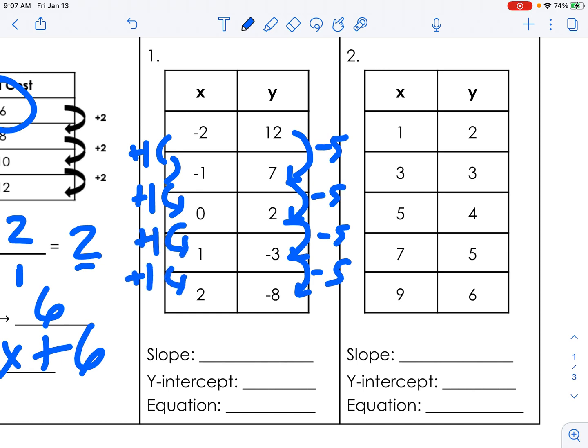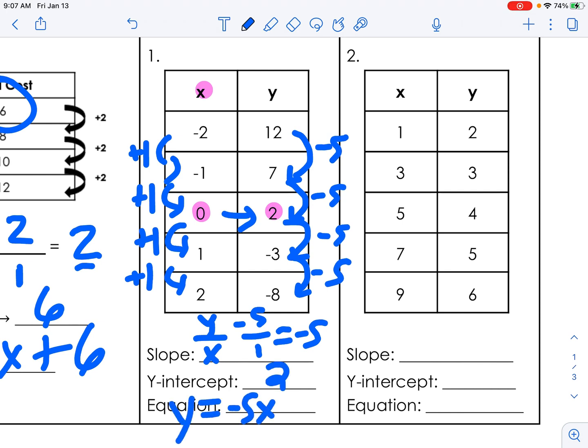So your slope is your change in y over change in x. So -5 over 1 is -5. Your y-intercept is when x is 0. When x is 0, y is 2. So your equation is y equals -5x plus 2.